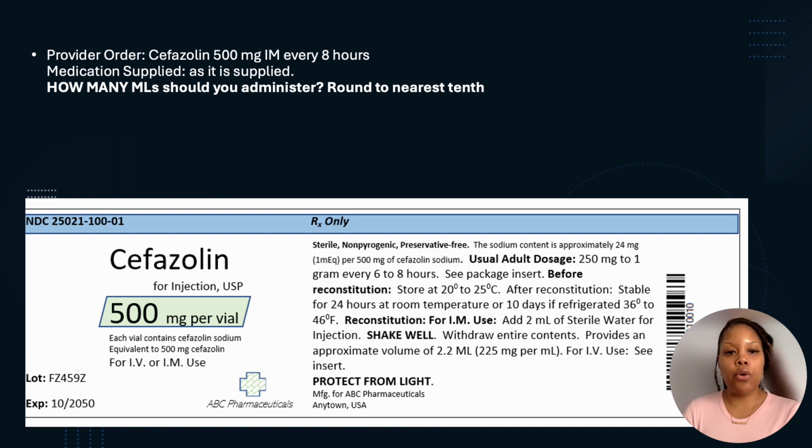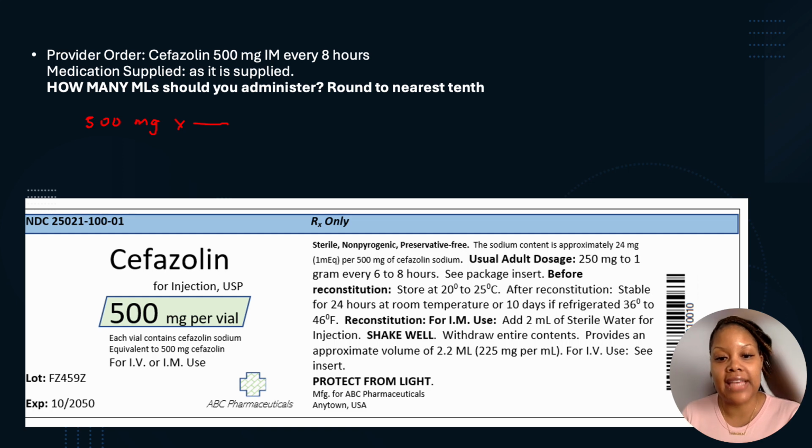What I like to start with is what the physician has ordered. So let's read the order. It says that the provider order says cefazolin 500 mgs IM every 8 hours. The medication is supplied with the label. So the question is, how many mLs should you administer, rounded to the nearest tenth? All right, so I like to start with what the physician orders. So we're going to start with 500 mgs, and I use dimensional analysis.